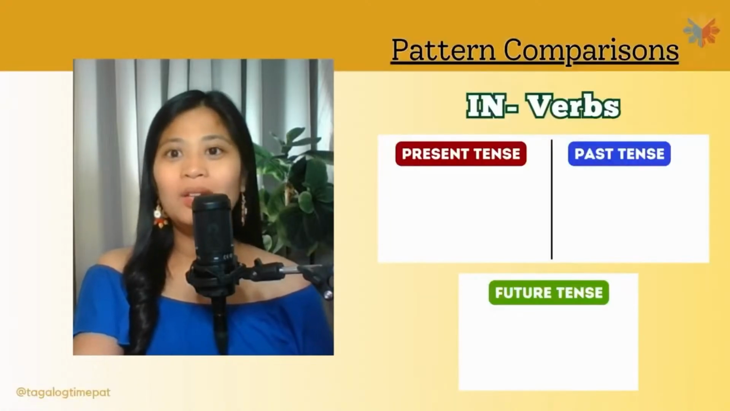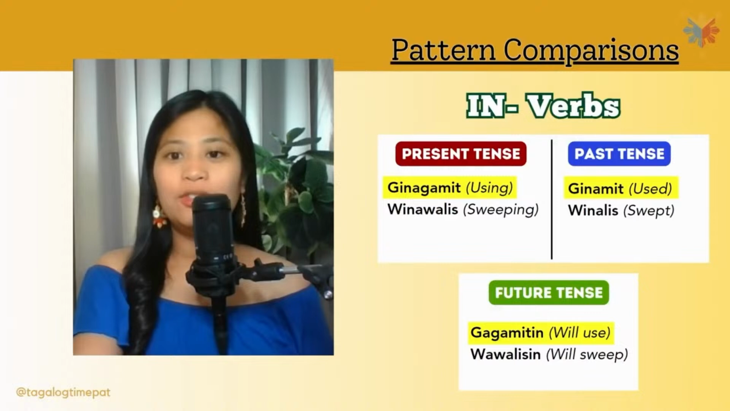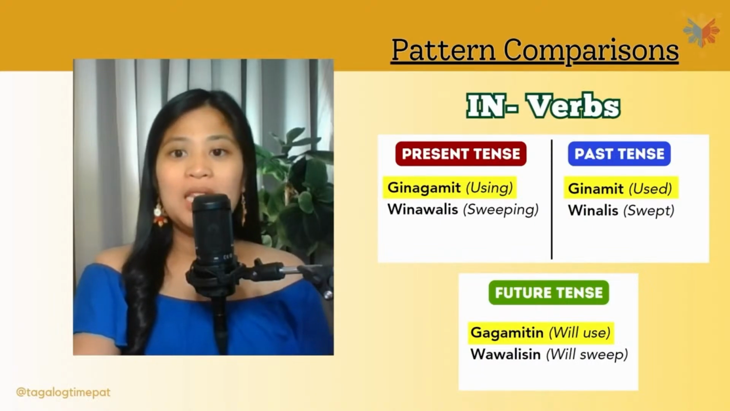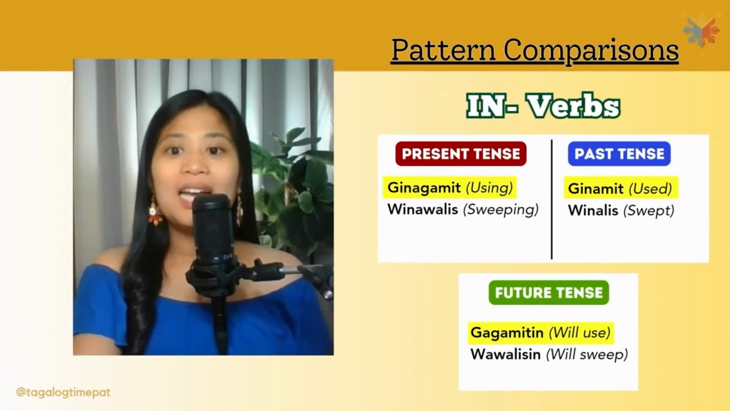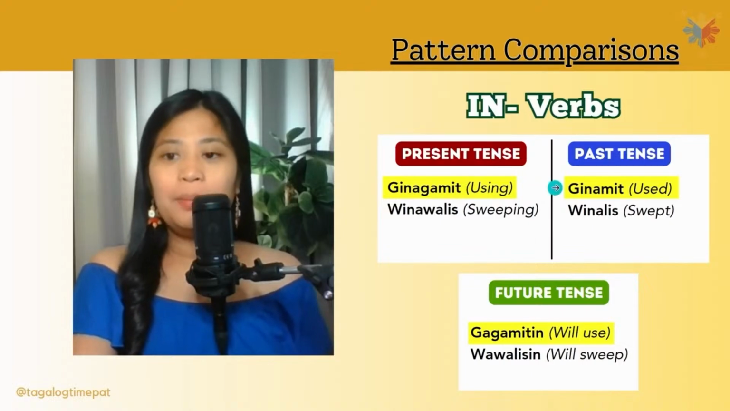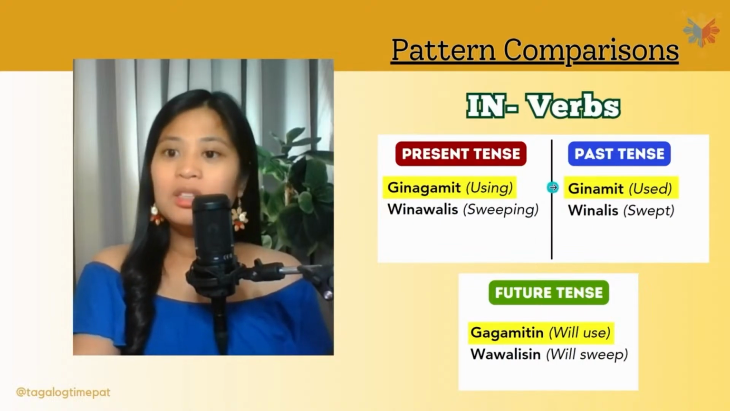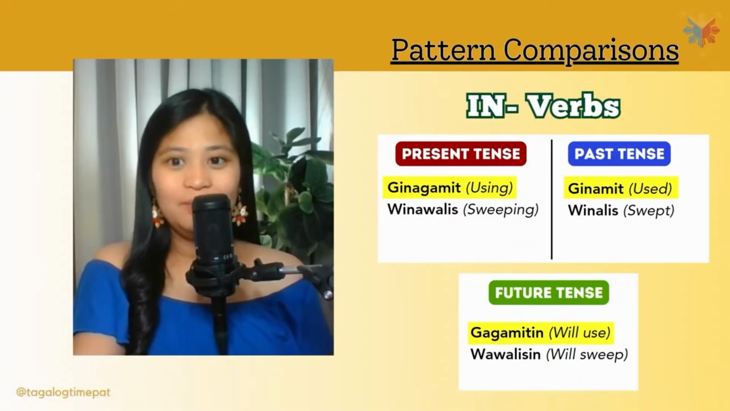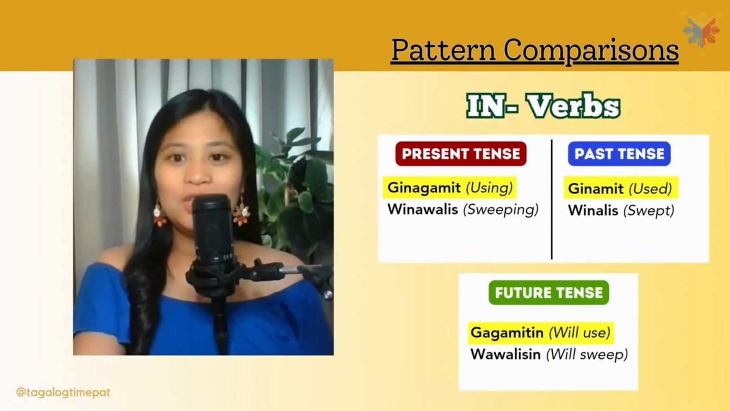Let's compare all of the conjugation patterns for in verbs. We'll just take a look at the ones highlighted in yellow. So gamit means to use. In the present tense, it's ginagamit, using. In the past tense, it's ginamit, used. And in the future tense, gagamitin, will use. So very interesting there.